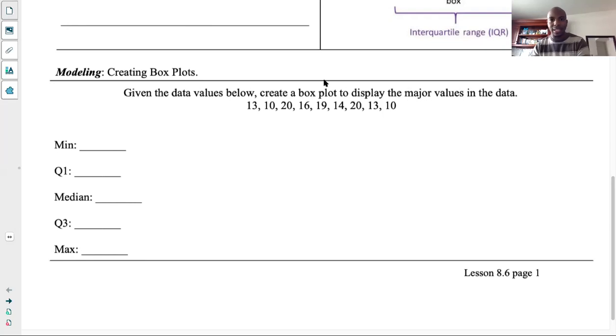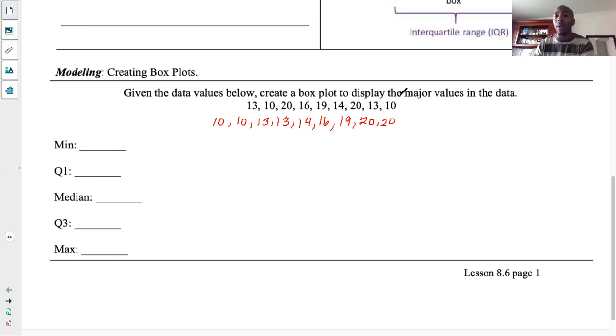So if I was looking at the data here, I'm going to use red. I'm going to say, okay, what is the smallest number here? Looking at the chart, you'll see the smallest number is 10, right? So I'm going to start by writing the 10. Then I notice there's another 10. Then I notice there's 2 13s. Then I notice there's a 14. There's a 16. There's a 19. And then there's 2 20s.